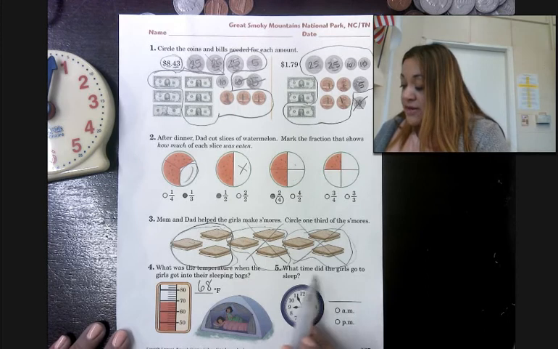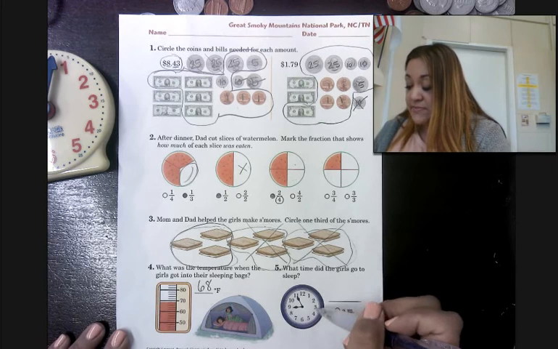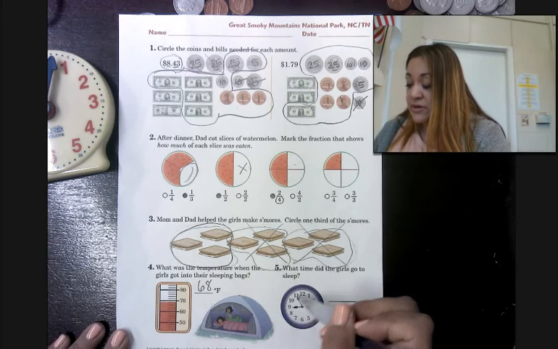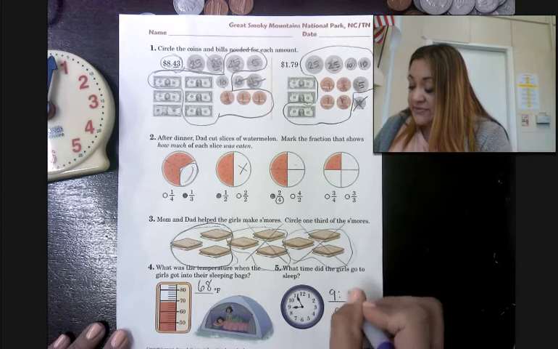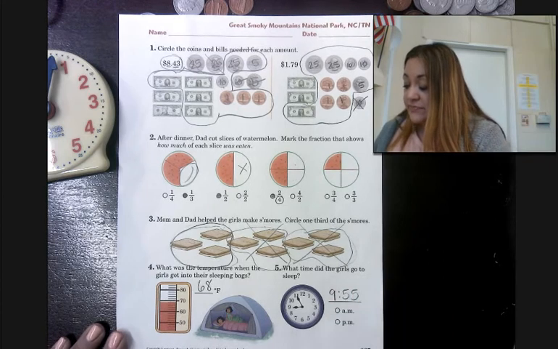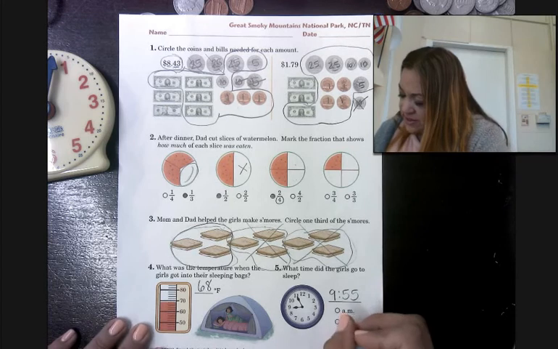What time did the girls go to sleep? Okay, so my little hand is at the 9. And my big hand's at the 11. And remember, we're counting by 5s for each number. So we are at 9:55. What time did the girls go to sleep? 9:55 a.m. Usually you go to sleep in the p.m. I think I better write p.m.